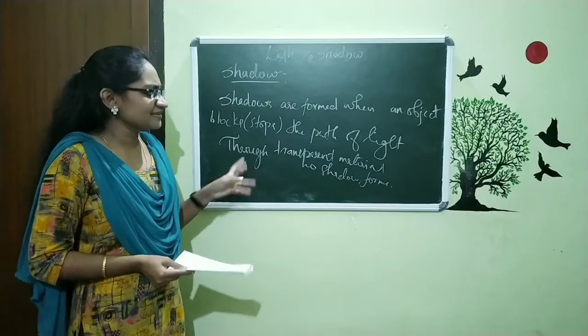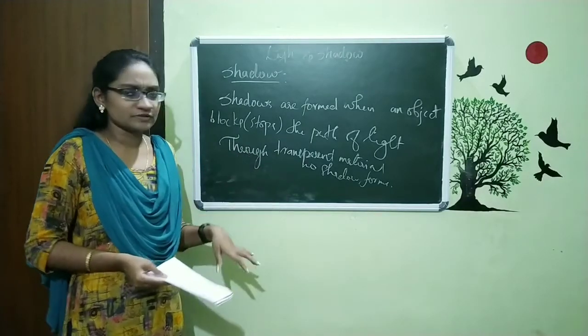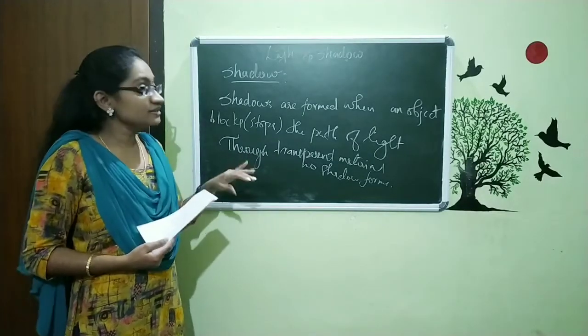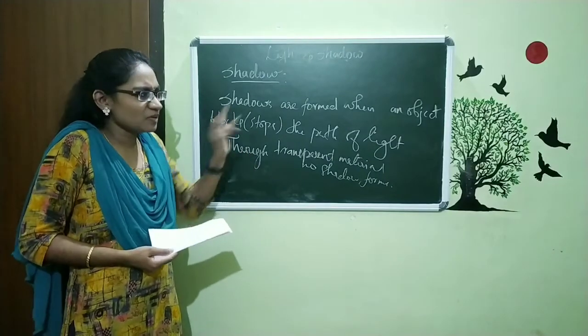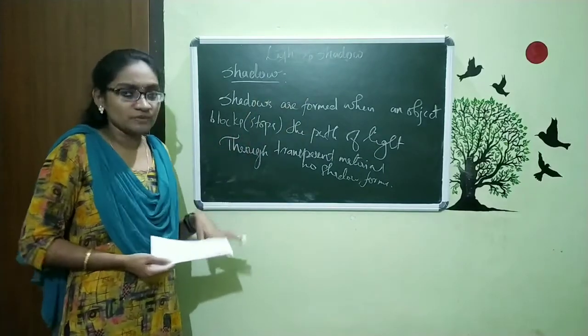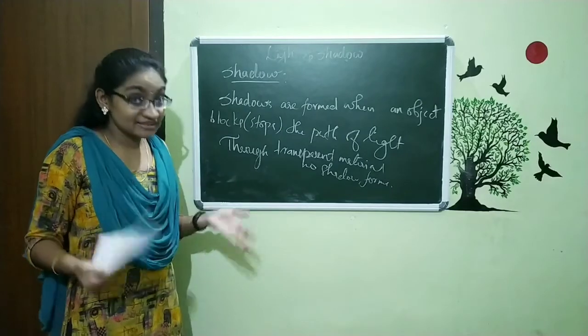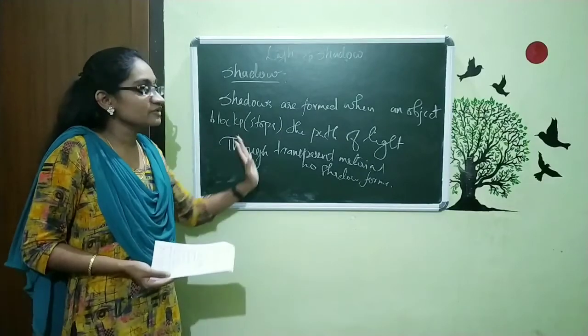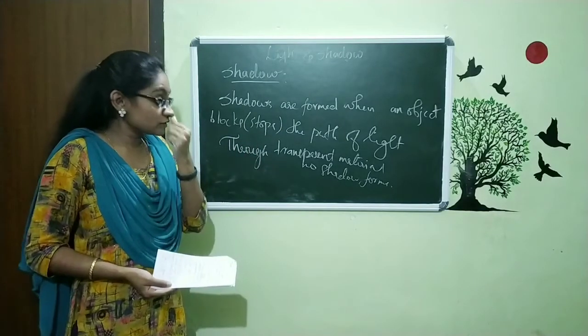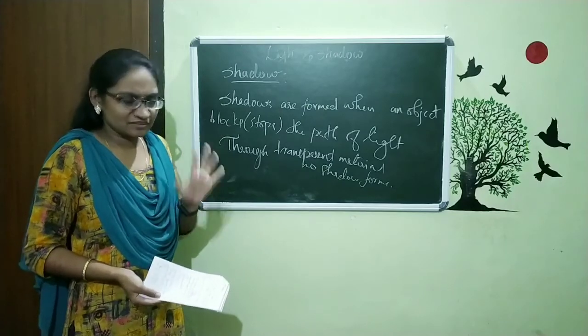And also for translucent material, generally we say that no shadow forms. Actually a small shade of shadow is formed, but we can consider theoretically that no shadow is formed with transparent material and also, somehow, with translucent material.